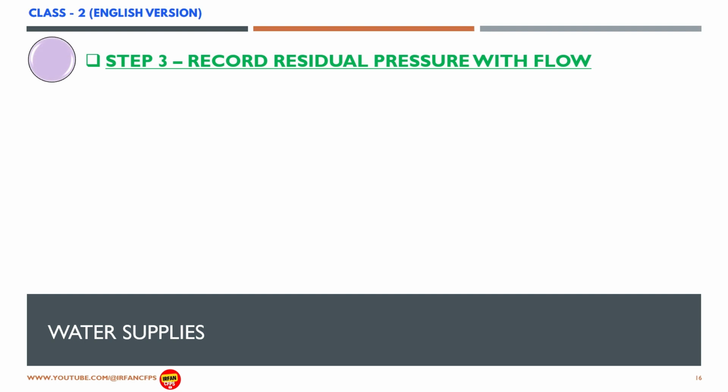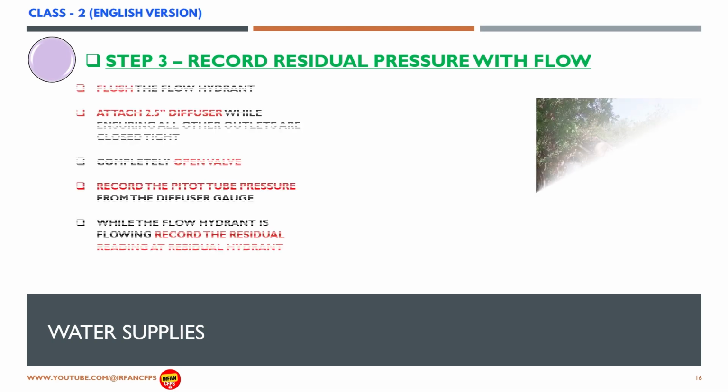Let's discuss the next step, step 3. In step 3, we will record the residual pressure at the residual hydrant along with the flow at flow hydrant. We will see a video which shows how to measure the residual pressure at the residual hydrant and also how to measure the flow by using the pitot diffuser at the flow hydrant.